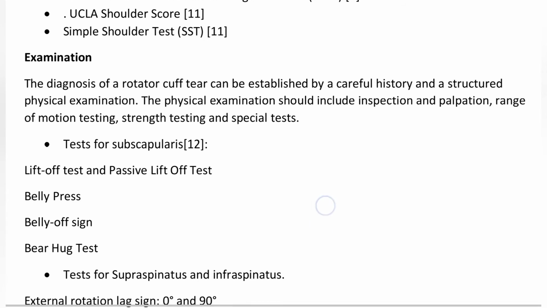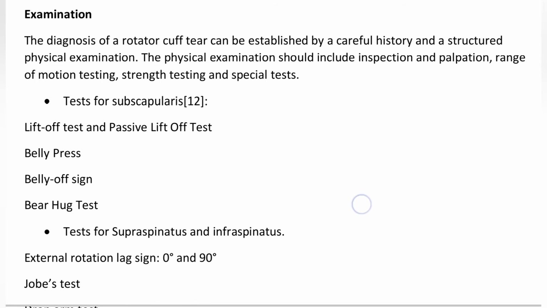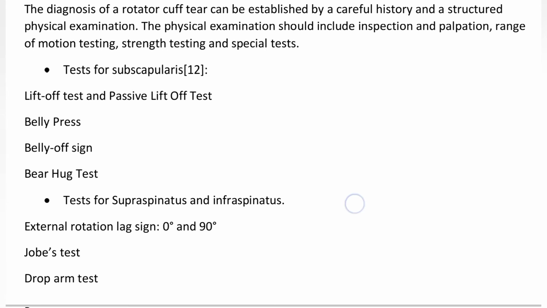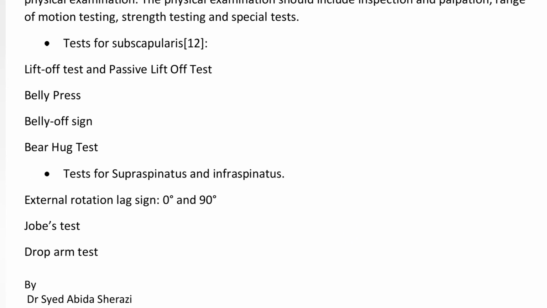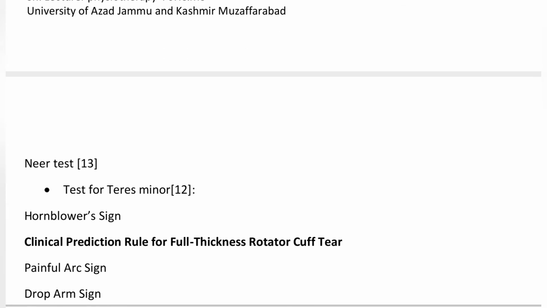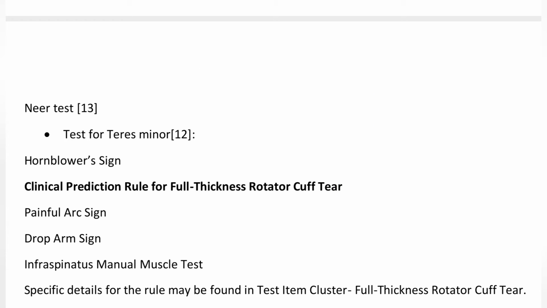The first one is a test for the subscapularis. There are four tests: lift off test, passive lift off test, belly press, belly off sign, and bear hug test. Other tests for the supraspinatus and infraspinatus: external rotation lag sign at 0 to 90 degrees, Jobe's test, and the drop arm test. These are for the supraspinatus and infraspinatus. And the next one is the Neer test, also for supraspinatus and infraspinatus. The next test is for the teres minor, the Hornblower sign. This is the teres minor test.